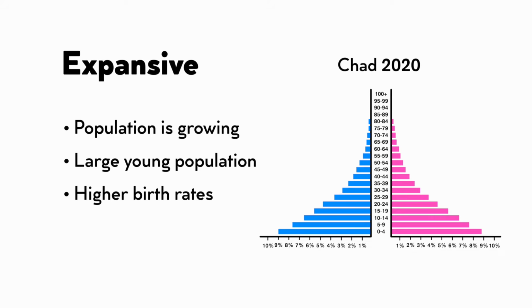The other main reason for the large young population is that expansive populations have shorter life expectancies. This population pyramid shows that only a small amount of Chad's population live past 65 because of poverty-related problems like not enough food, water, and healthcare. That's why it's typically developing countries like countries in Africa, parts of Asia, and South America that have expansive populations.